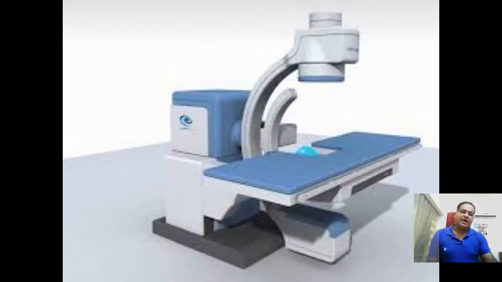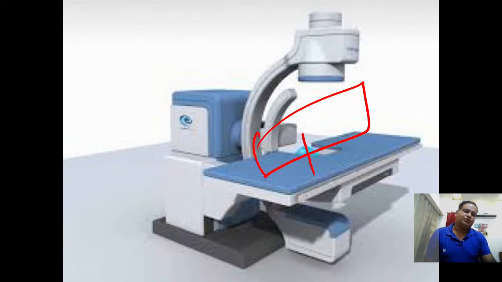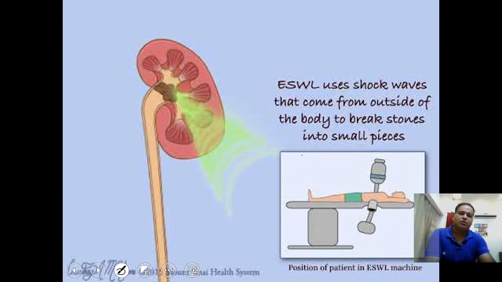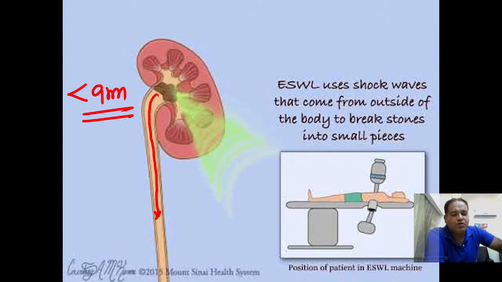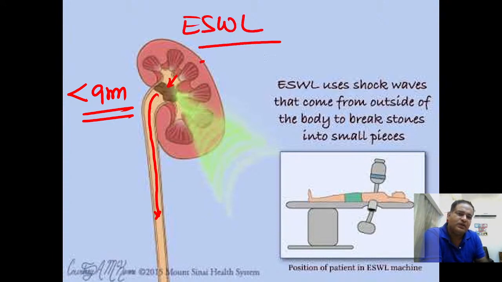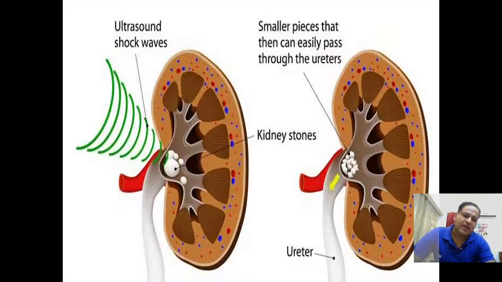You see here, your patient will lie. The shock waves will go inside and they will break the stone. Ultimately, when the stone particles become small in size, they can be excreted through the ureter. Remember, I told you that stones less than 9 mm can pass through the ureter. So if you have a big stone over here, what will ESWL do? It will just break these stones into smaller fragments so that they can pass. You can see this image.